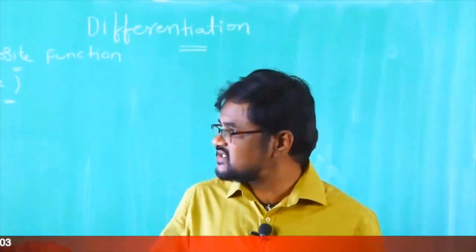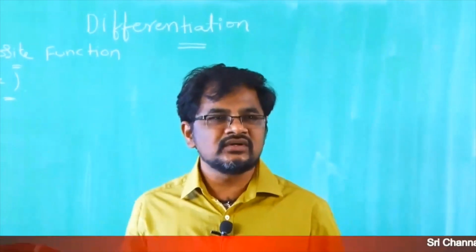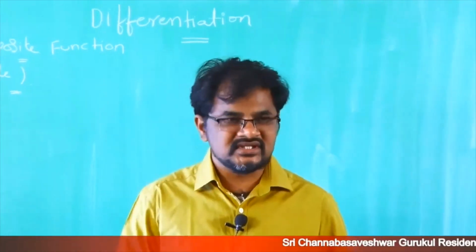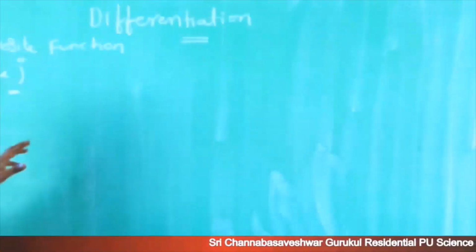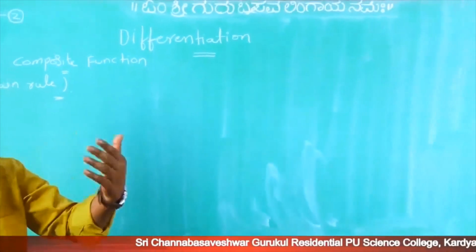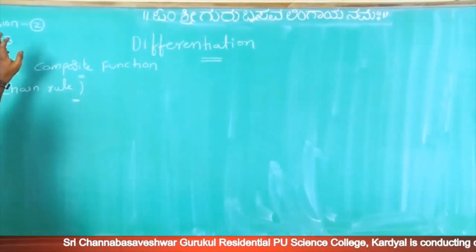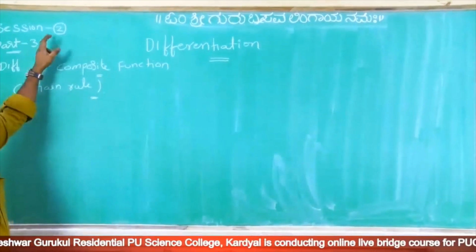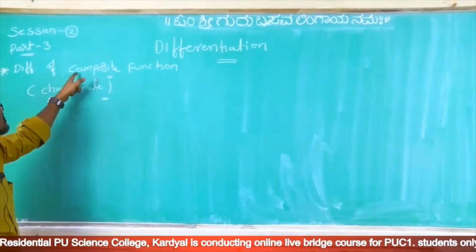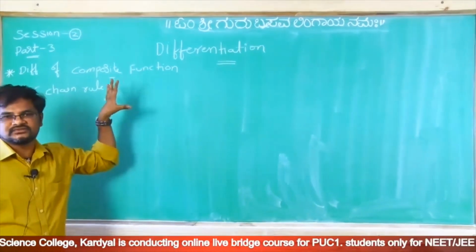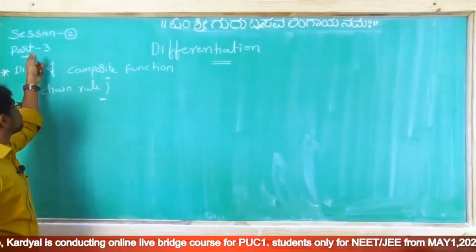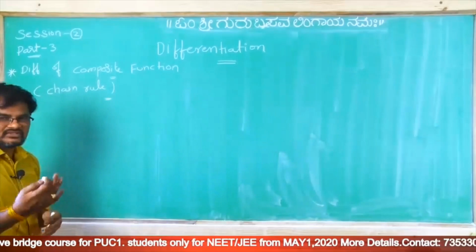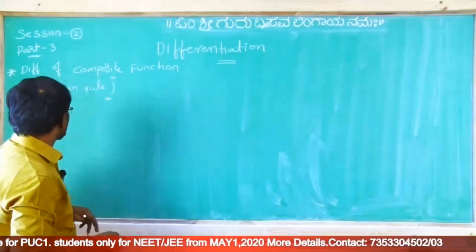This composite function means the chain rule plays a major role in this chapter. So we have to discuss more problems in this one. After that I will start the next topic. Now we are in the differentiation chapter, session 2. Session 2 means differentiation of composite function, the second concept, and part 3 means day 3. Now some more examples I will give on this chain rule.